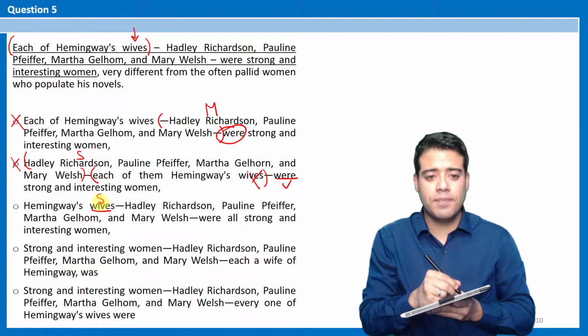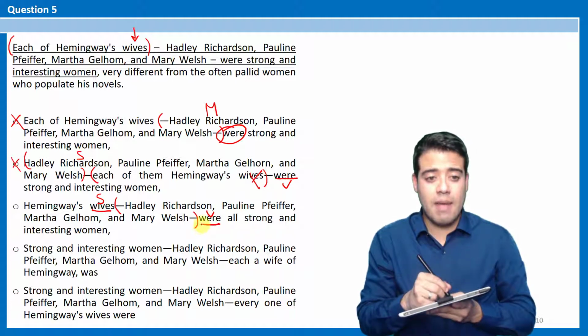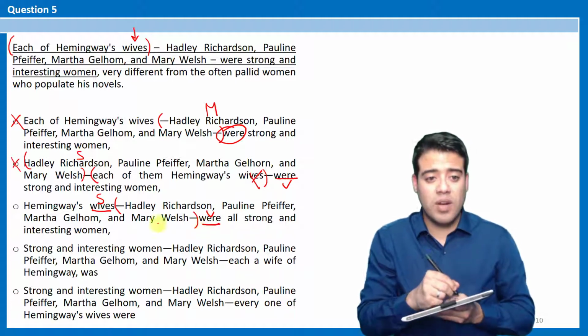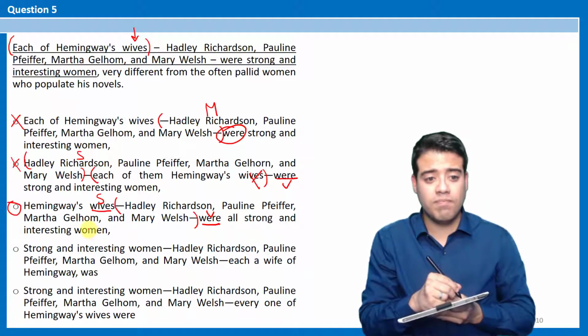In C, you have Hemingway's wives. That's my subject. And what is the verb? Well, apparently you don't have any because if you get rid of this, oh, it's right here. That's the verb. It's actually perfect. Hemingway's wives were. Okay, that works. I don't see anything wrong in C.